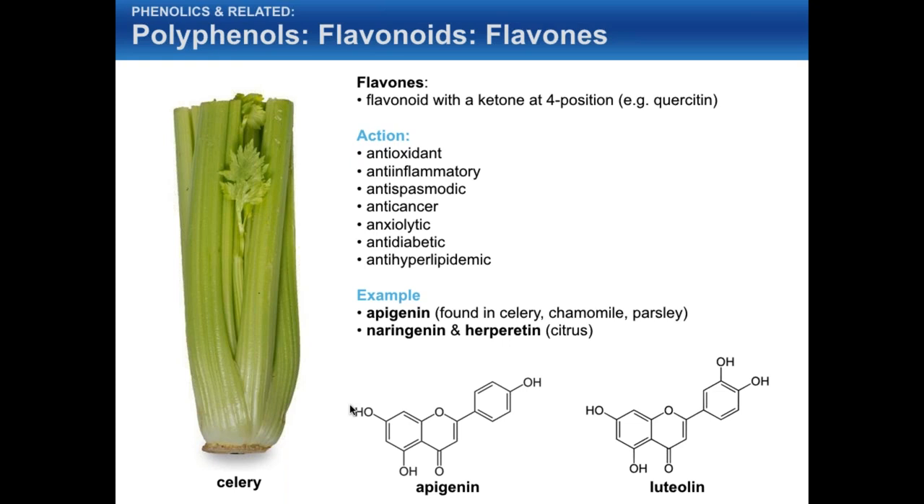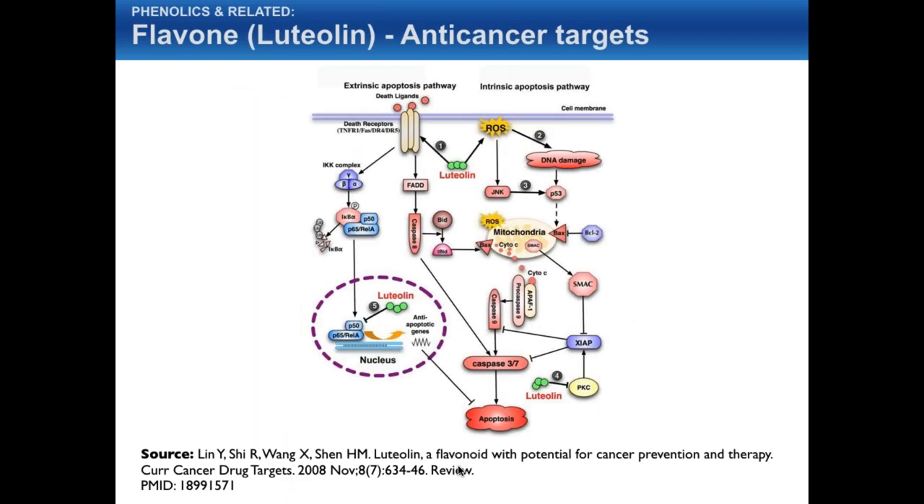So what makes it a flavone is the fact that it's got the ketone at the 4 position. I don't know how much detail I'm going to go into on the exam. I might ask what's the difference between a flavone and an isoflavone or an anthocyanidin. I don't go into a lot of the chemical structure, but there might be a few questions on that, just to know how they're classified and what the difference is. So apigenin and luteolin are great examples of that.